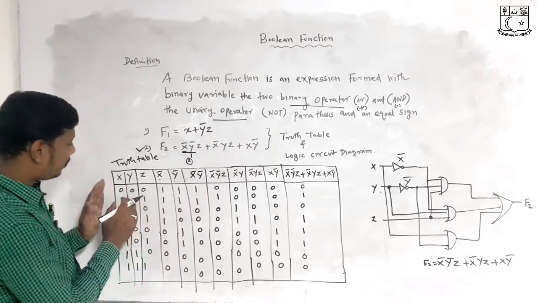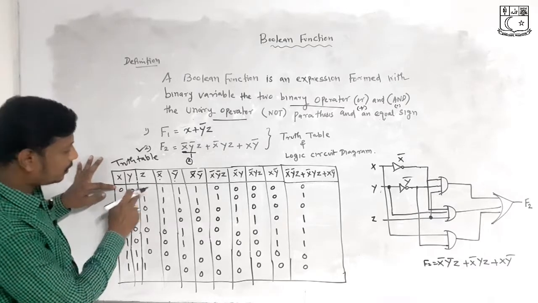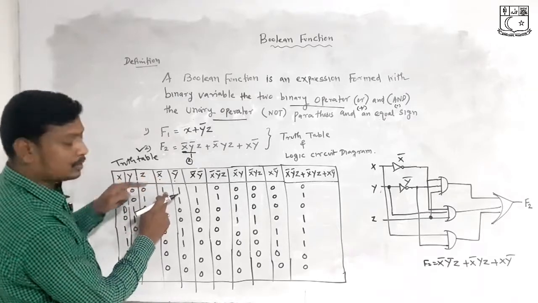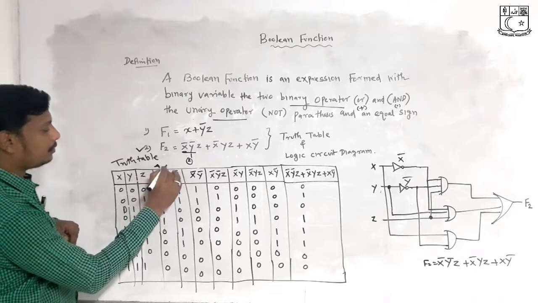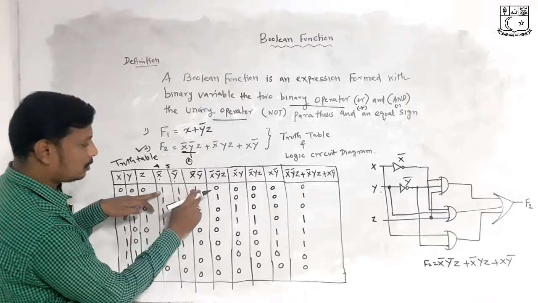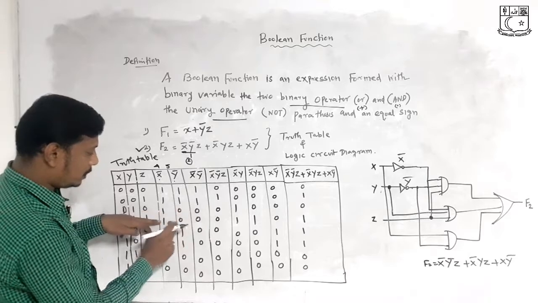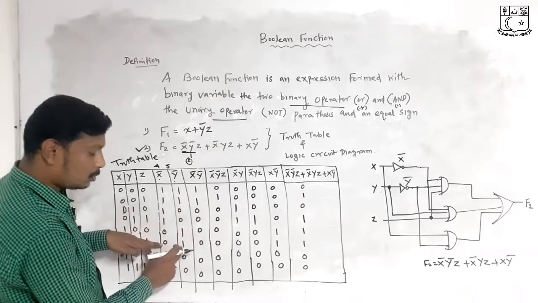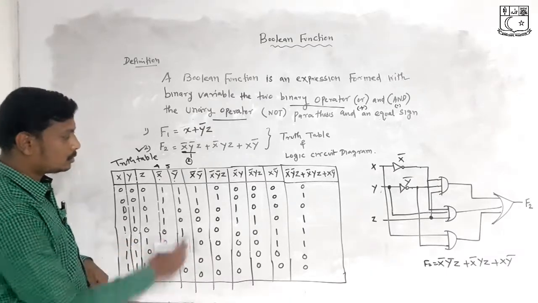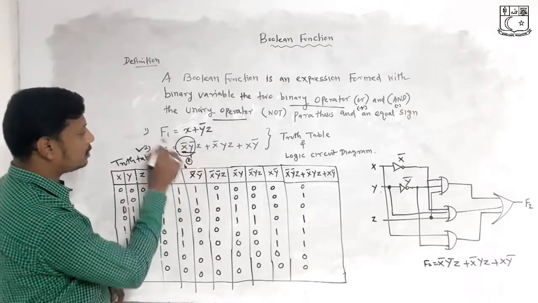What are x bar and y bar? Using the fourth and fifth columns for x bar y bar: 1 into 1 is 1, 1 into 1 is 1, 1 into 0 is 0, 1 into 0 is 0, 0 into 1 is 0, 0 into 1 is 0, 0 into 0 is 0, 0 into 0 is 0. So column 6 holds x bar y bar. This is simplification 1.